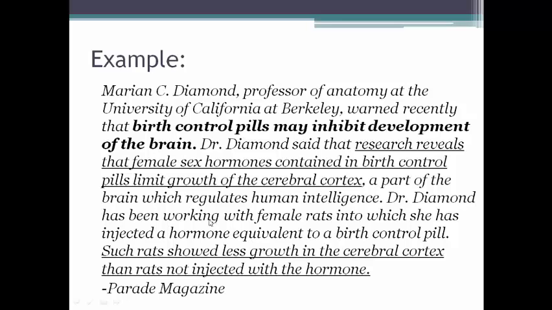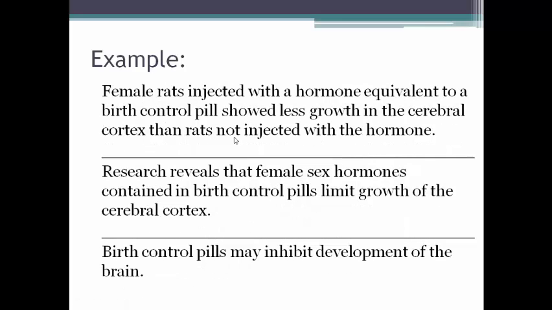Same with the fact that she's been working with these female rats, into which she's injected a hormone equivalent to a birth control pill. This is necessary background to understand what's going on, but really it's the fact that the rats showed less growth in the cerebral cortex than rats not injected with the hormone, given that the hormone is an equivalent to a birth control pill. And this grounds this, and that in turn grounds this conclusion, that birth control pills may inhibit development of the brain. This might all look a little clearer if we put the argument into standard form.